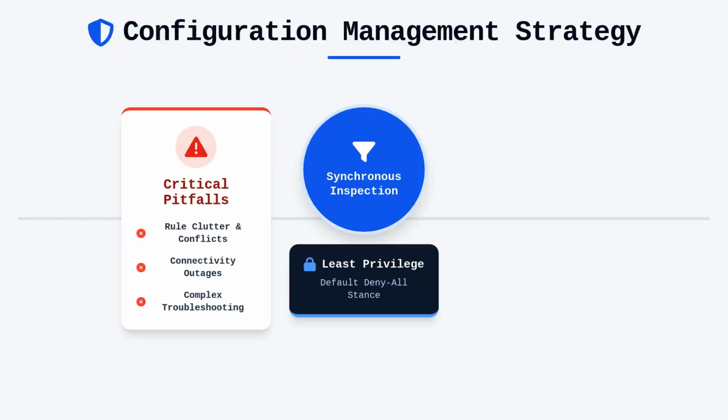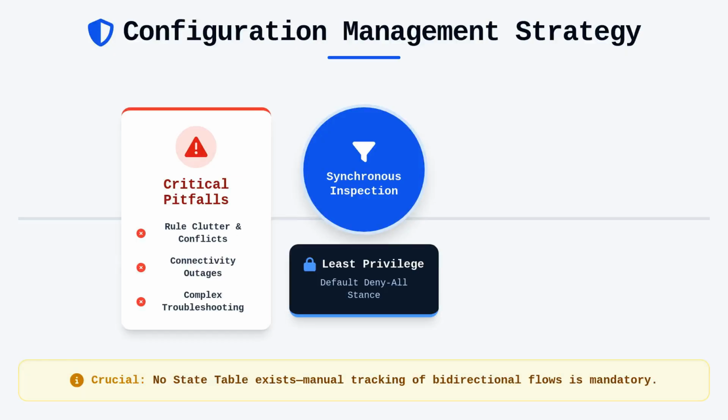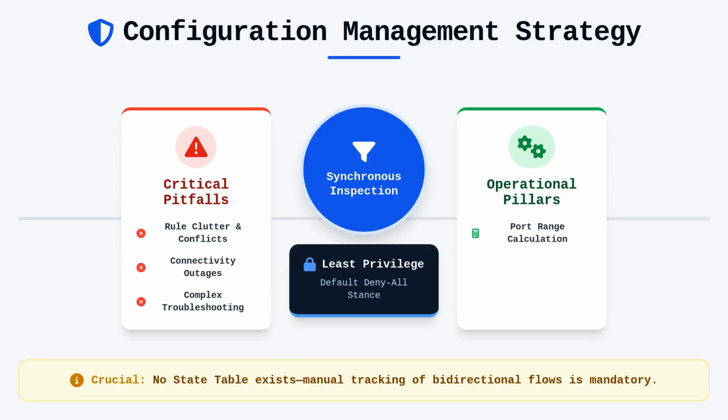Because the system lacks a state table to track established connections, you must carefully calculate the ephemeral port ranges used by your applications when crafting inbound and outbound rules for TCP or UDP traffic. Effective management necessitates regular audits of your rule lists to remove orphaned entries and ensure that the ordered sequence remains logically consistent with the evolving requirements of your production workloads.